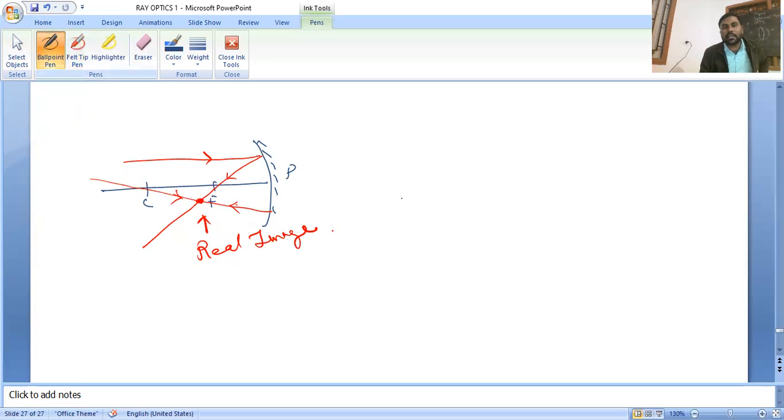Now take the case of a virtual image. What is a virtual image? When rays generally don't meet in real, but we make them meet artificially, forcefully, then it becomes virtual. See how? Once you see the diagram, these things will be clear. So this is again a concave mirror. This is my principal axis, this is my center of curvature, this is my focus, and this is my pole.